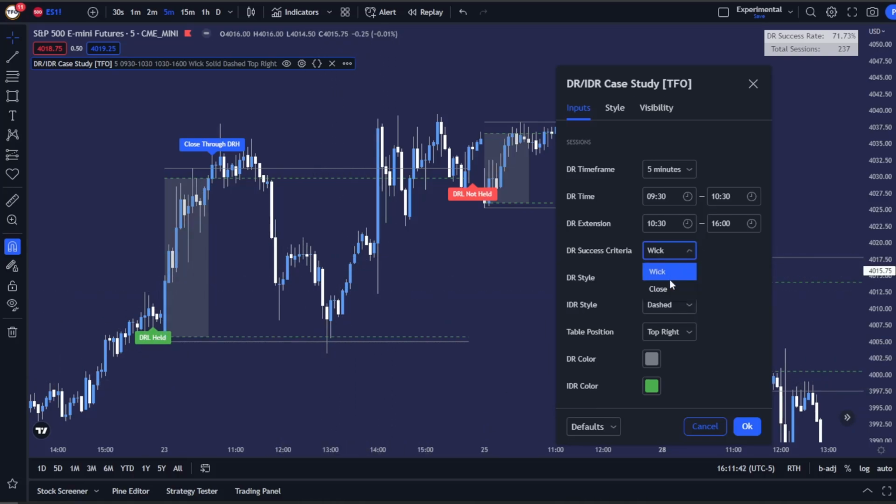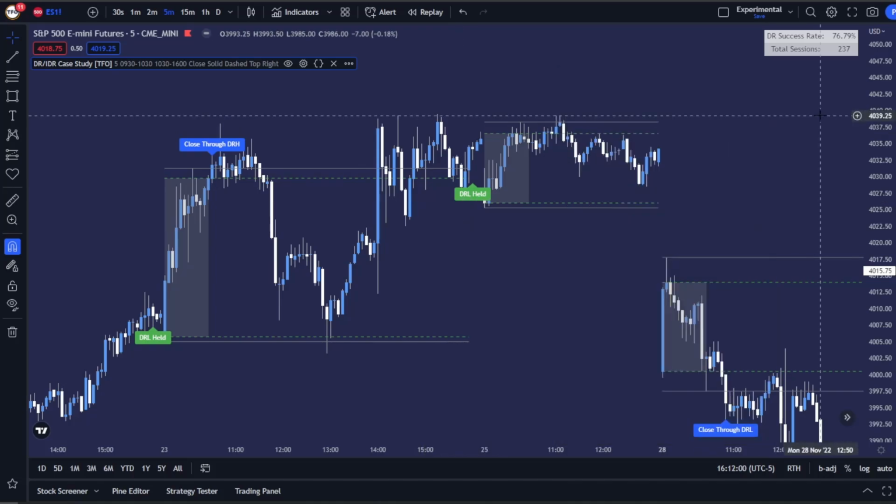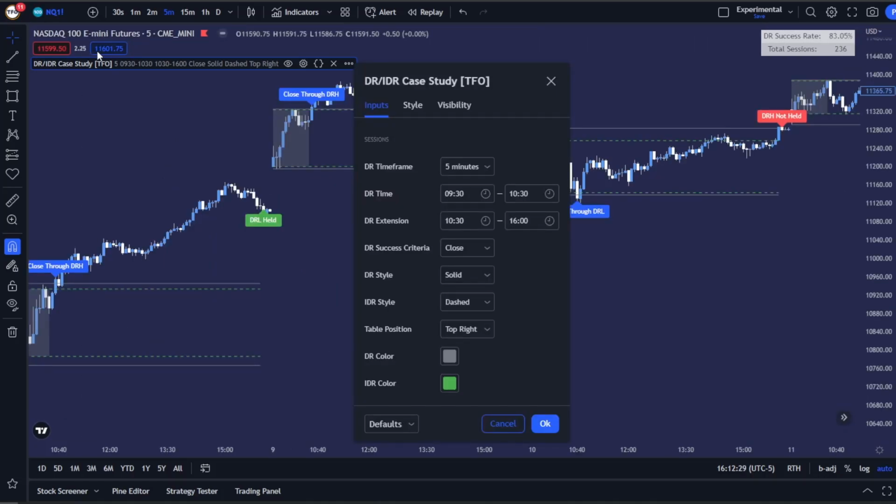But if you put this to close instead, then price never closed below this level, and that would be marked as a successful session. And obviously with the addition of that criteria, you have the success rate going up a little bit. So now we're on the NASDAQ futures, and we can see that DR has a success rate of 83% over the last year or so. And that is with a success criteria of close. So price never closed below the low of the day after breaking the DR high, or vice versa. If we set this to wick, then the DR success rate is only about 75%.